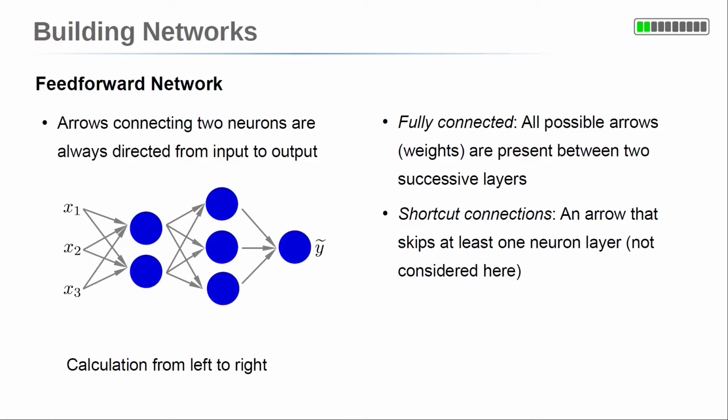Further, we consider so-called fully connected neural networks. These are neural networks where every possible connecting arrow between two successive layers, or the input variables and the next layer, is present. So-called shortcut connections, where the connecting arrow skips at least one neuron layer, are not considered here.